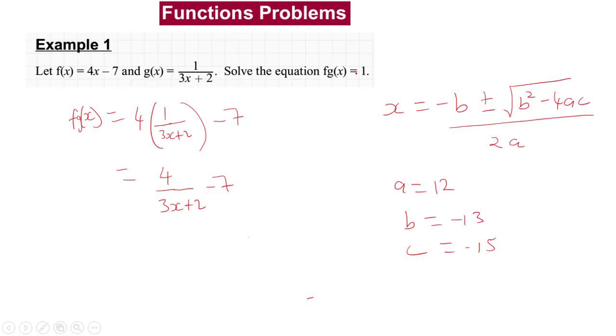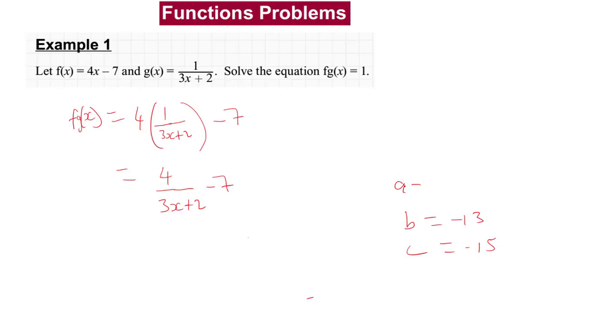So we're just going to equate it to 1, and then you solve it from there as you normally solve equations. That's what I want to do now for you. Remember, the aim of my videos is to make you get an A star or an A, or grade 8 or 9 in your Maths GCSE or IGCSE. So we've got 4 all over 3x plus 2, take away 7, equals 1. I want to solve this.